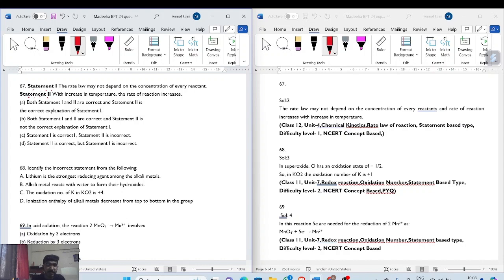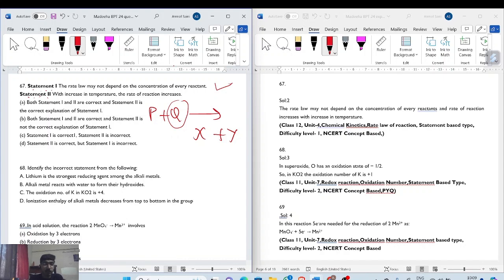Now comes question number 67. Here we are given two statements, and we have to tell which is correct and whether statement 2 is the correct explanation of statement 1. Statement 1: the rate law may not depend on the concentration of every reactant. Let's suppose the reaction P plus Q gives X plus Y. This statement is correct because the rate law may include only one of the reactants in its equation. It is not necessary that all the reactants will be included in the equation of rate law.